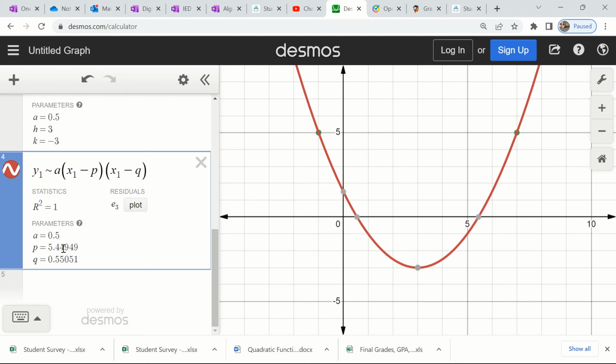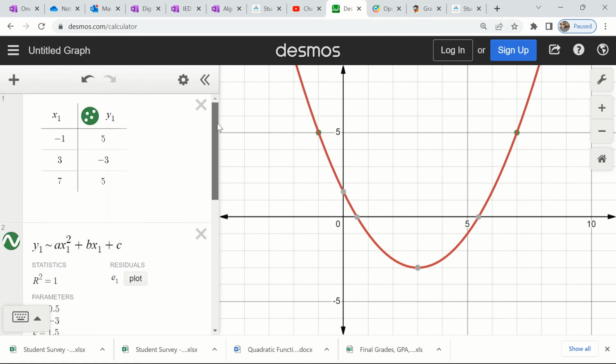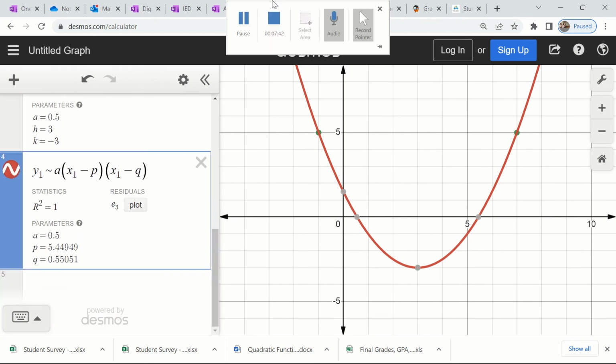But all right, and that is the demonstration for how to do the regression for a parabola once you have 3 points using all 3 forms. I hope this video was helpful.